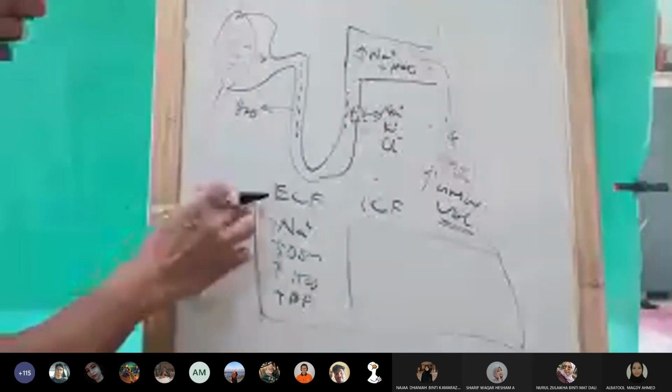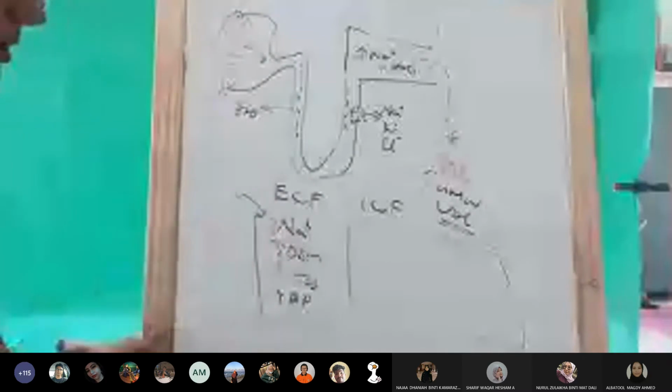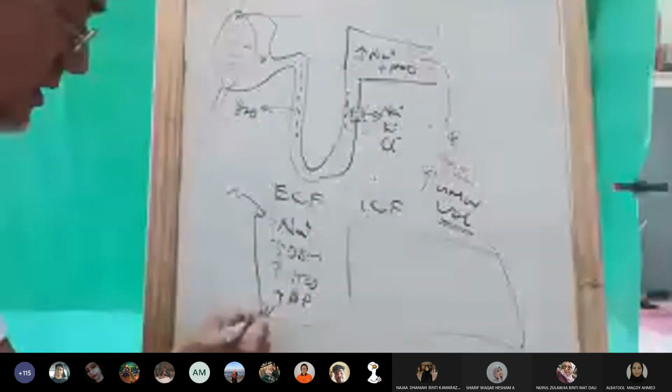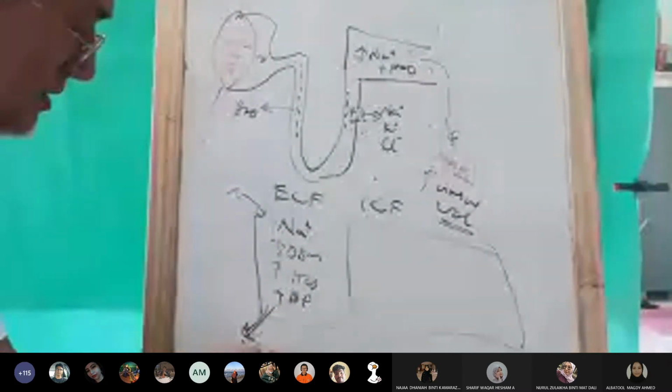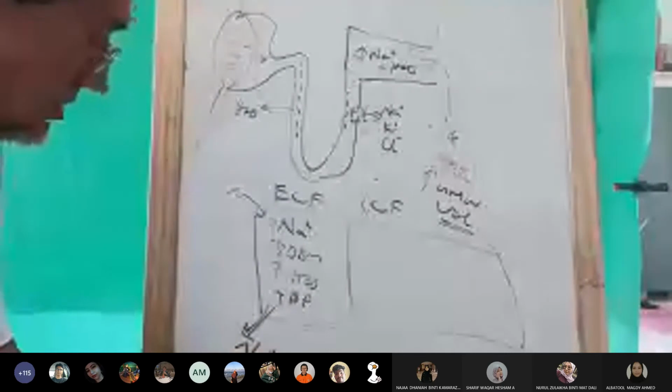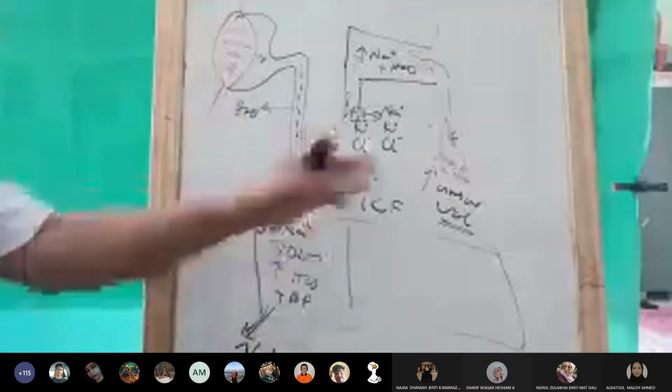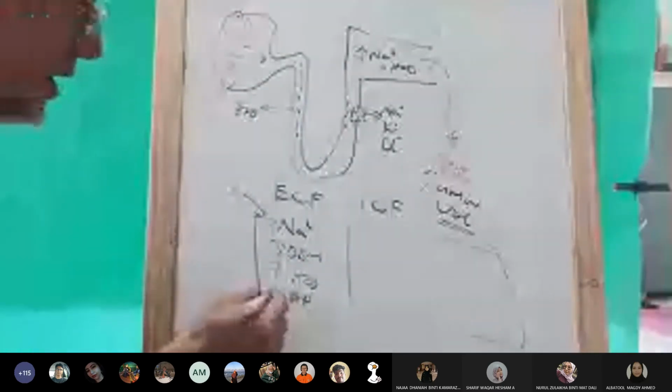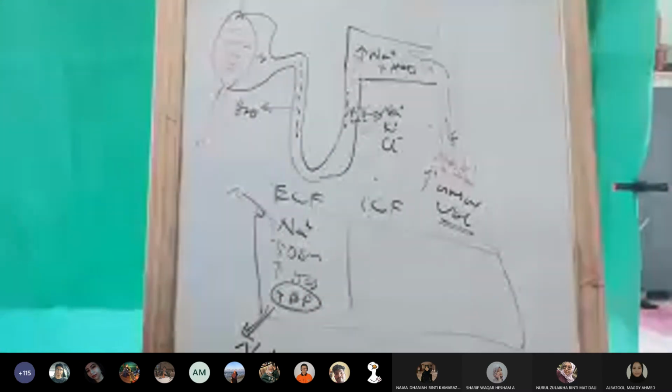So what can you do? You can either stop or use a drug to increase excretion of sodium and water. So this is where you use a diuretic, to control the blood pressure. Is that understood?